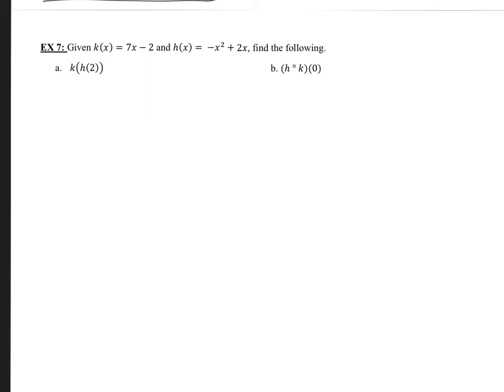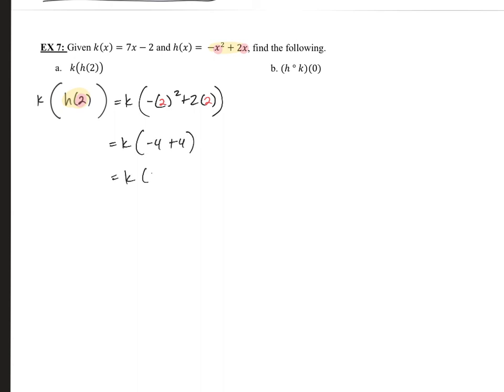Okay, so what should I do first? Well, k of h of 2. I'm going to rewrite this problem so it looks a little easier. So we're taking k and we're inputting into it h of 2. Well, h is negative x squared plus 2x, and we're going to replace x with 2. So this is going to equal k of negative 2 squared plus 2 times 2. Okay, so that's going to be k of, and I'll go ahead and simplify this, so that'll be negative 4 plus 4, which is going to equal 0.